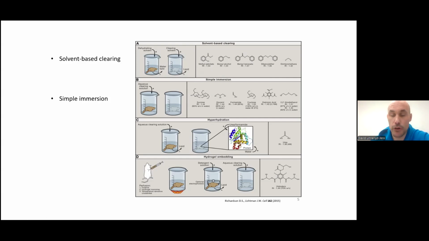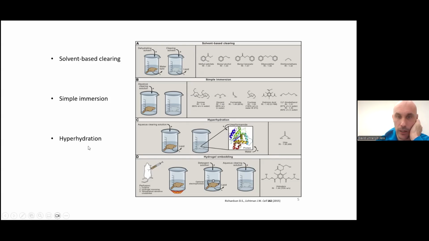Then we have the simple immersion method. So this is the simplest way of clearing your sample. This is basically just using an aqueous solution of high refractive index. And there are a ton of those. So this is pretty old now. This review is from 2015. And now, by the year, you have tens of new of these compounds added. So now there's a whole sea of different clearing solutions to choose from.